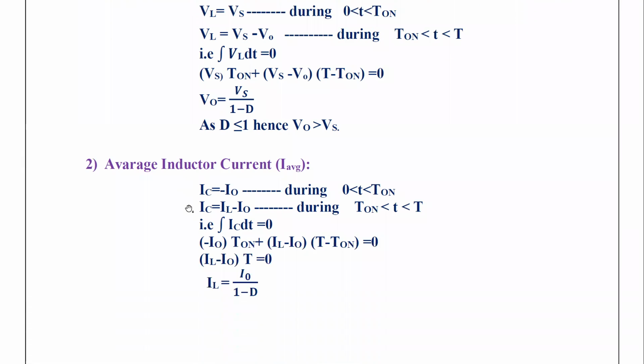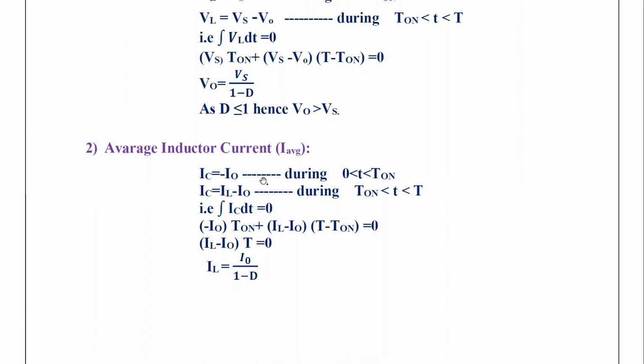Similarly, for calculating average inductor current, we have to take the ampere second balance equation. From that, we have integration of IC dt is equal to 0. For that reason, we have calculated the capacitor current in both cases, during turn on and turn off. So capacitor current IC is equal to minus I naught during turn on time, and IC is equal to IL minus I naught during turn off time.